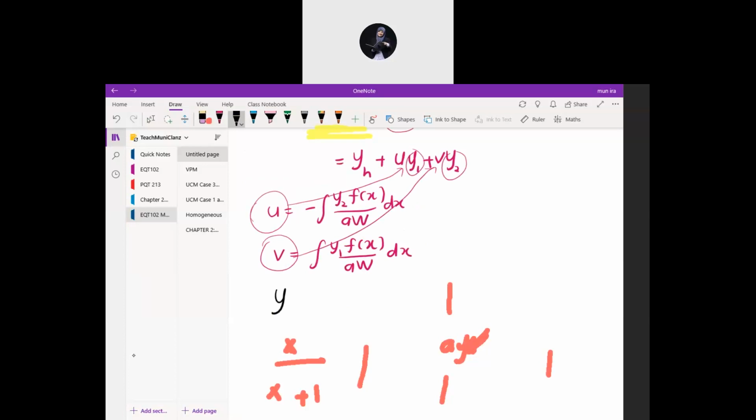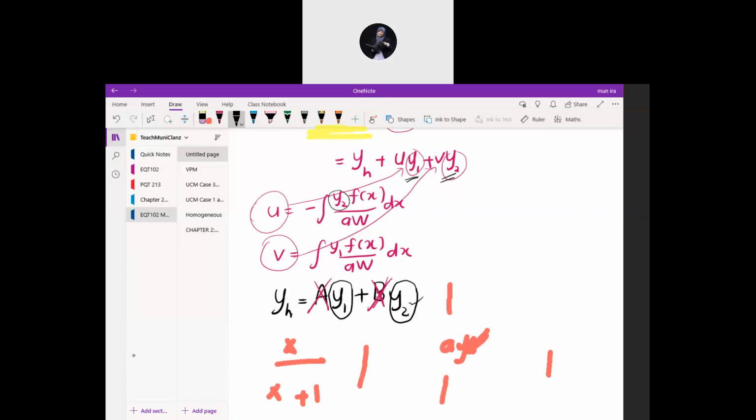U, V, Y1 and Y2 comes from your homogeneous solution. If you still remember, we have discussed just now. YH equals to A, Y1 plus B, Y2. We are not taking the A and B. We just take whatever function next to your A. That is your y1. Whatever function next to your B, that is your y2. So substitute here. y1, y2, simple.